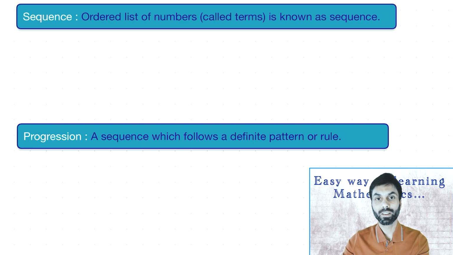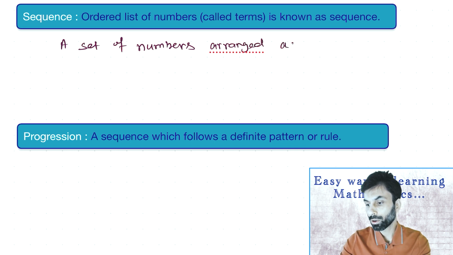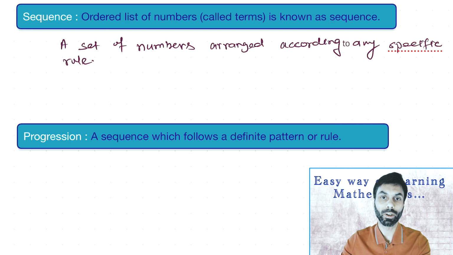So what is a sequence? A sequence is an ordered list of elements where the elements are also called terms. Or in another way, we can say that it is a set of numbers arranged according to any specific rule. That rule can be even logical also.